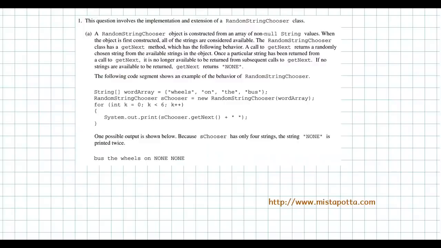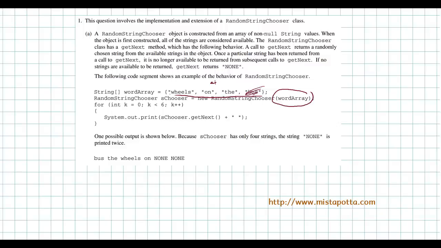The idea is that we are going to have some array of strings, and we're going to write a string chooser that chooses elements of that array and basically kicks them out one by one as we go through a list. So k is 0, k less than 6, k plus plus. We're going to start picking out 6 words from this list. Now, of course, notice this list only has 4 words. So the first thing that gets kicked out is bus.